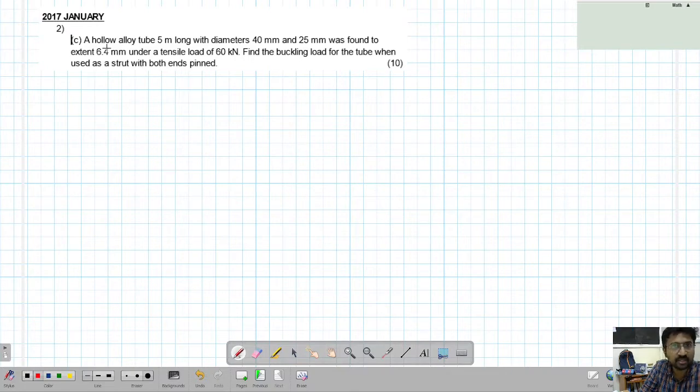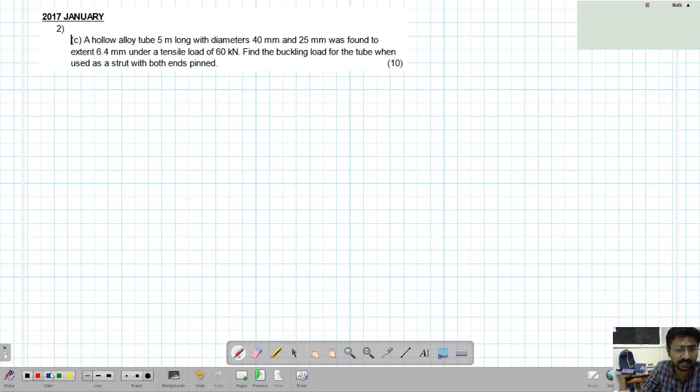So what is given? Hollow alloy tube 5 meter long and diameter 40 mm and 25 mm. So it's a hollow tube with diameters 40 mm and 25 mm. It is found to extend 6.4 mm under tensile load of 60 kN. Find the buckling load of the tube when used as a strut with both ends pinned.